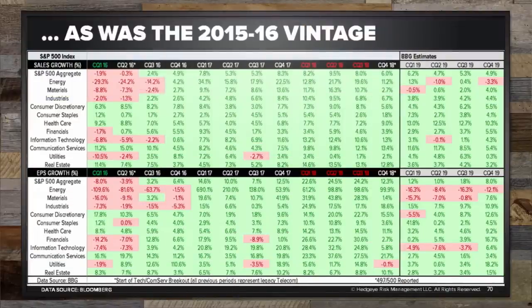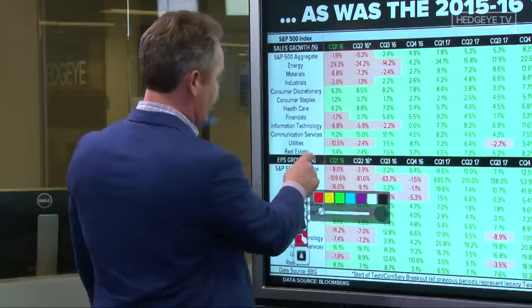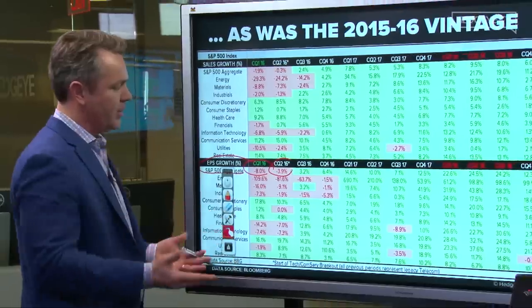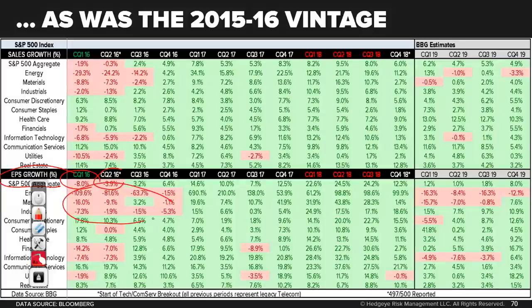But right here, this is what, if you don't mind, I'm just going to circle what you just said. So if we go back to 2016, what Liz Ann was trying to say here is exactly what happened. Earnings in the aggregate in the S&P 500 were negative. That was basically the bottom. But there was a large swath of energy, materials, and industrials that drove that.